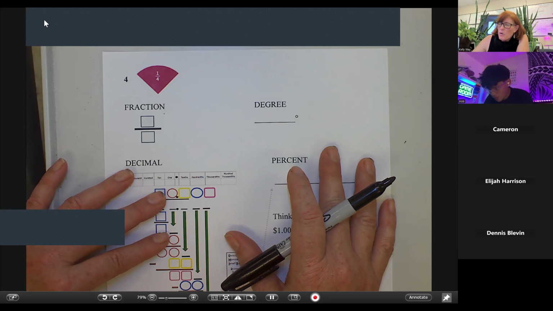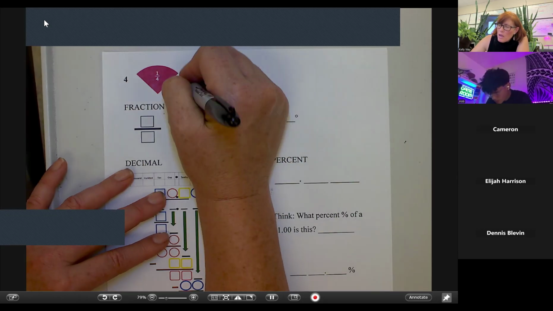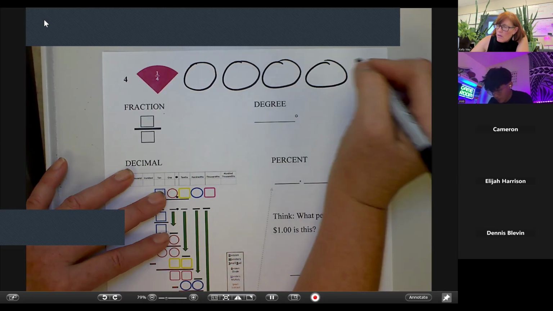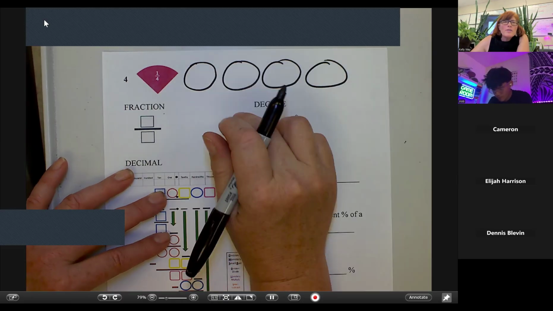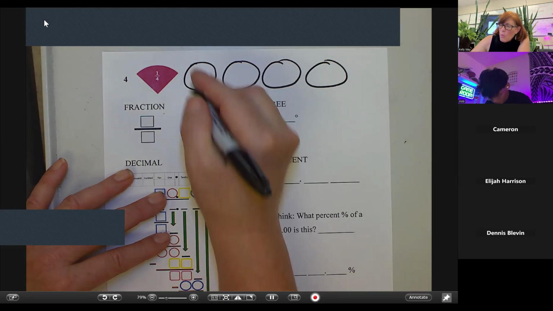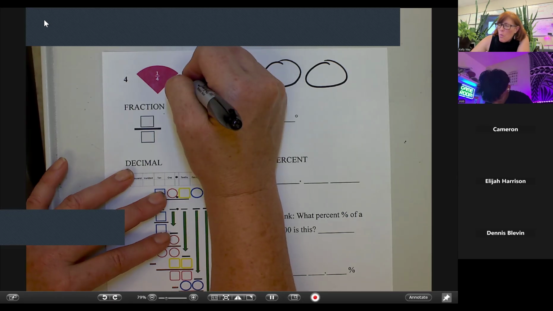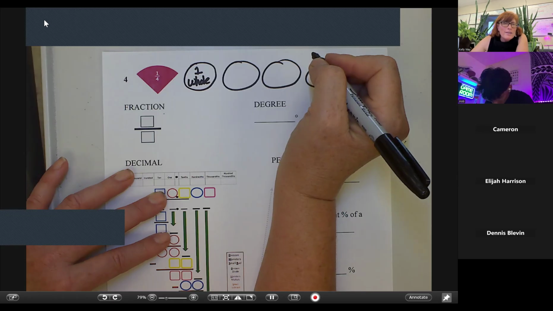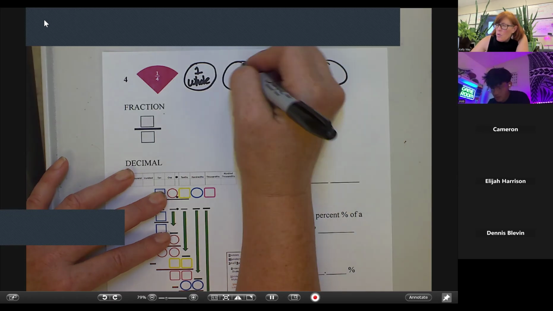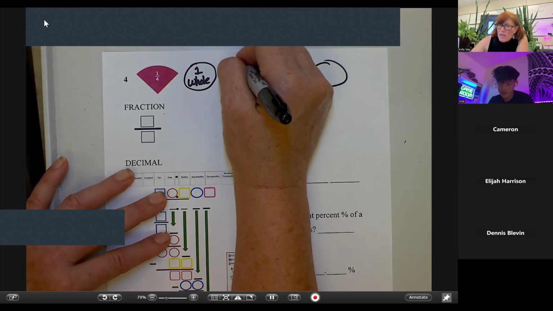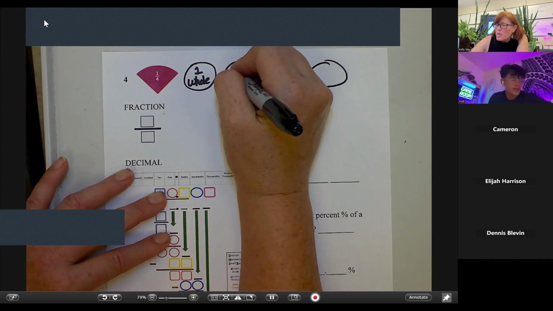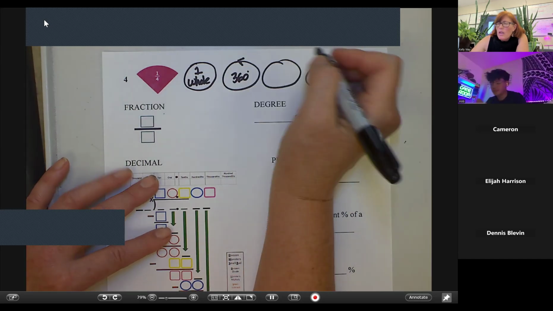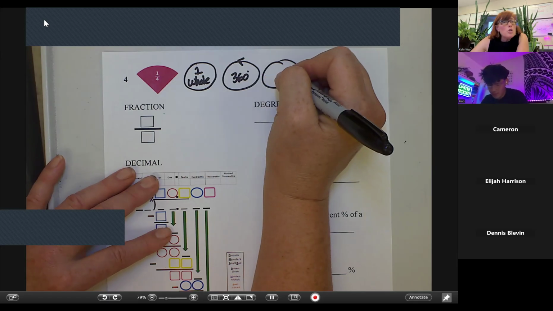Okay, quick recap, Cameron. Just draw 4 circles at the top. There's 4 ways to view a circle. One way is to call it one whole, just one whole thing. Another way was to think of it as degrees. We did the degrees together, 360, right? Yeah. Okay.